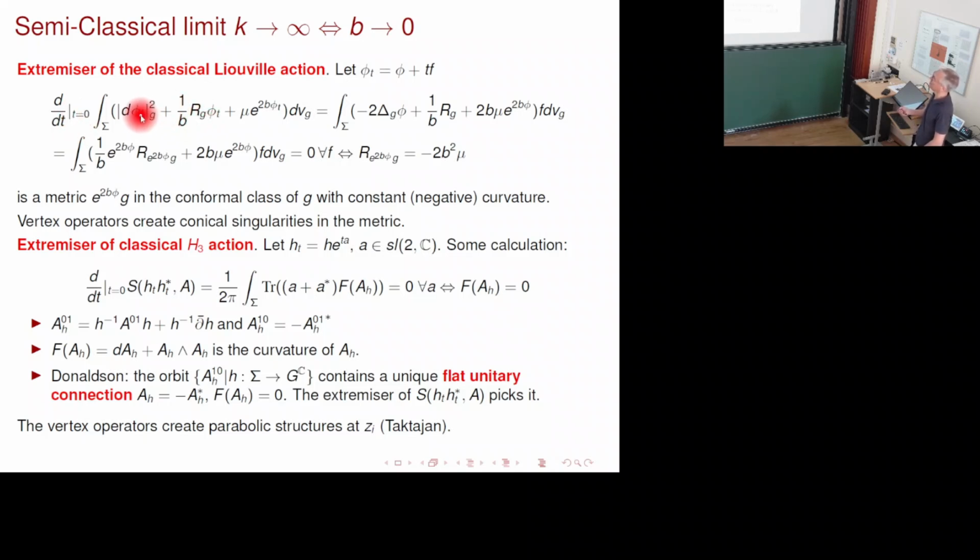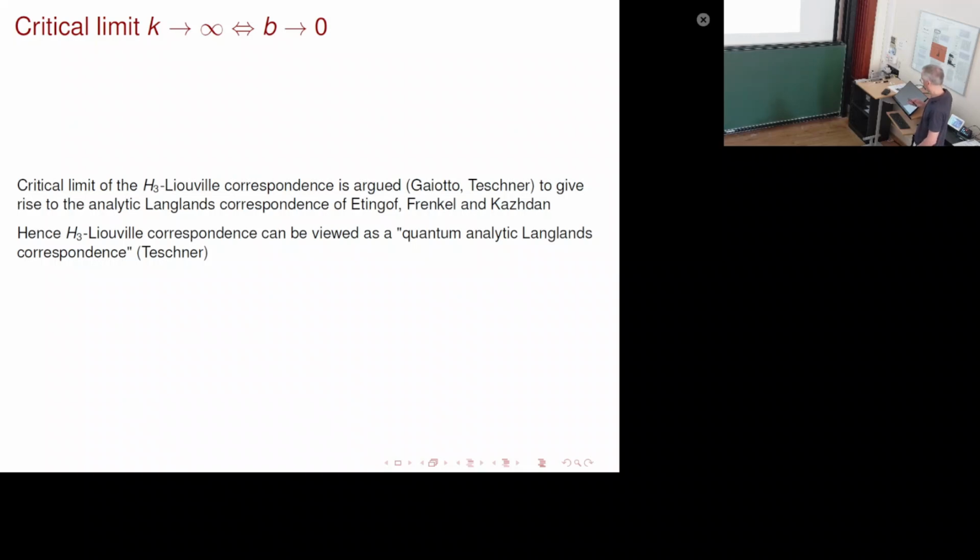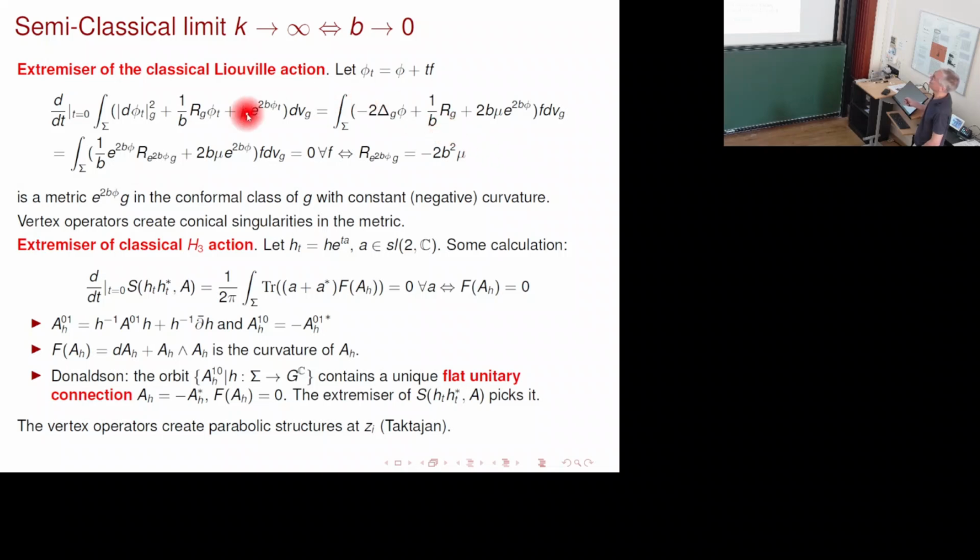So you get something from here, and here. You get basically the Laplacian of phi. And then from here you get just r, and from here you get the derivative. Okay. So once the dust settles, you end up with a formula like this, that the variation is basically the scalar curvature of e to the 2b phi times the metric, plus a similar term e to the 2b phi coming from the Liouville term.